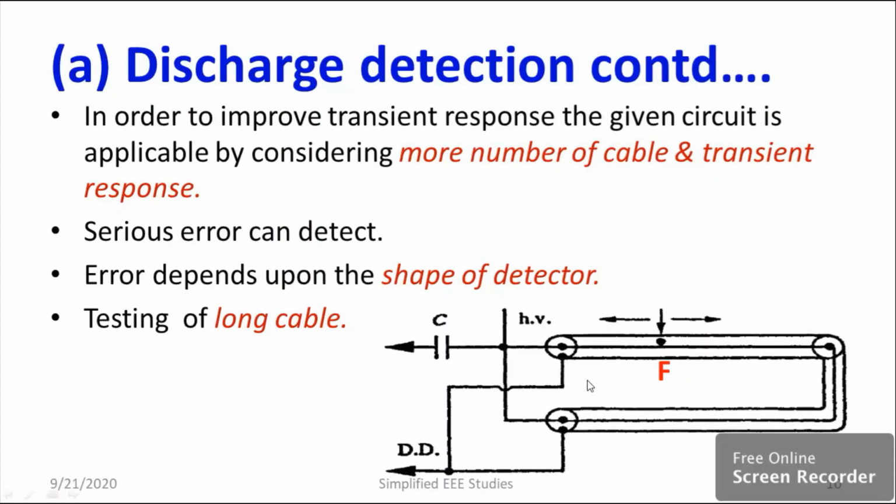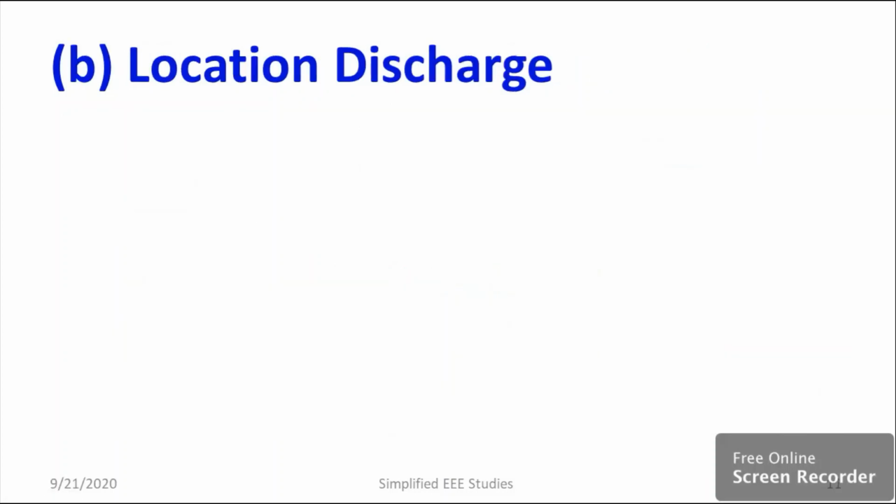In order to improve the transient response, we are making the structure like this. Here also you can observe that you will be passing a traveling wave from one end to another end. The coupling capacitor will be connected to different stages, so you can observe the changes in the discharge detection. DD means discharge detector. In that detector, the shape will be available, and by using that shape we can analyze. That's the thing regarding discharge detection. This is a modified circuit, and by using this we can improve the transient response.